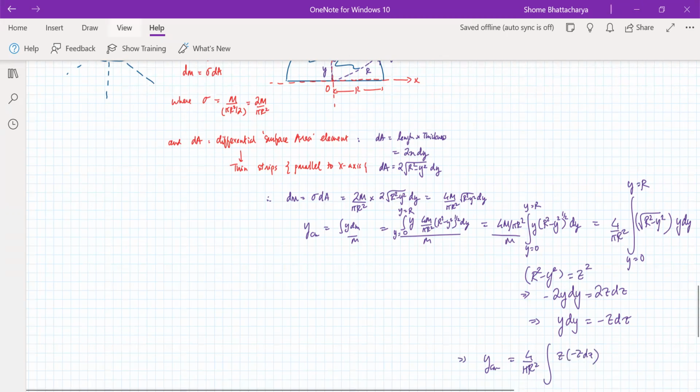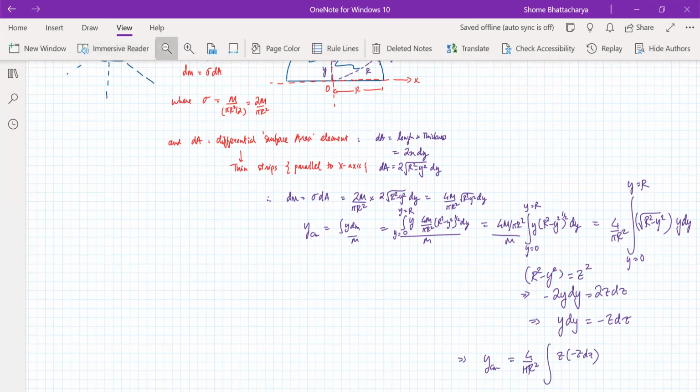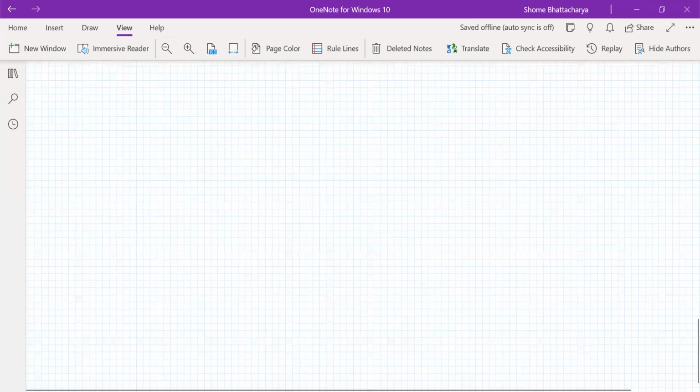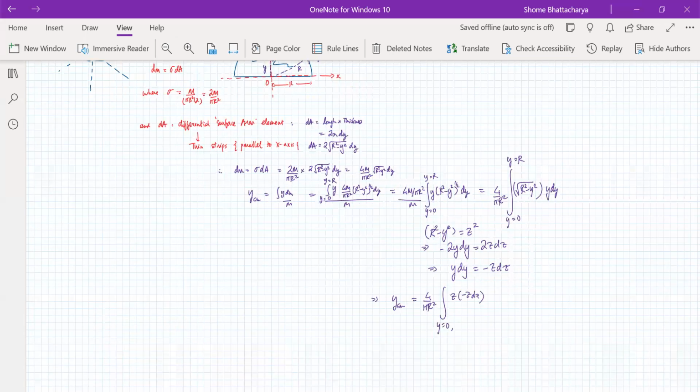And now the limits I'll have to interchange. The lower limit was y equal to 0, but now notice that when y is equal to 0, what is the value of z? z is equal to r, and upper limit was y equal to r. Now because of this substitution, you can see that when y is equal to r, z is becoming 0.